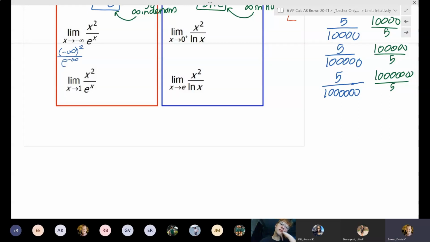If you have a really, really big negative number and you square it, what is it going to be? Positive infinity. So that's going to become positive infinity.